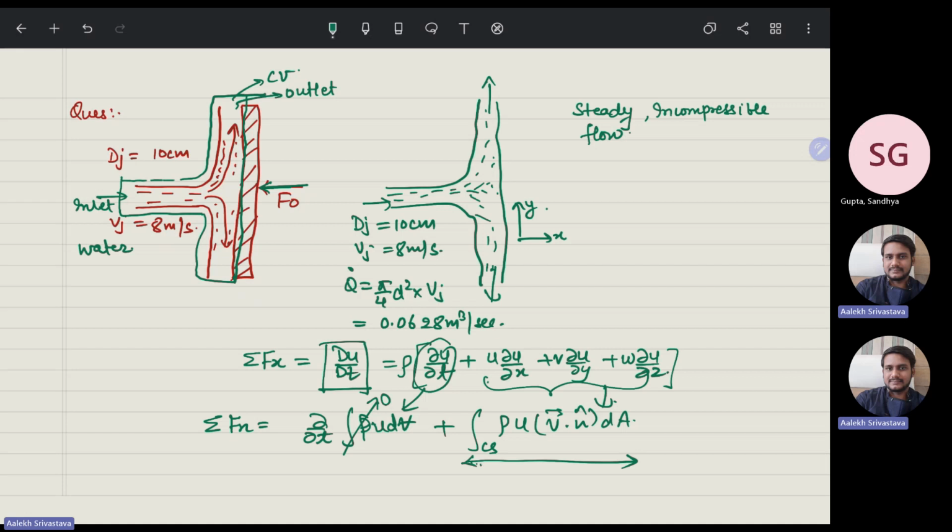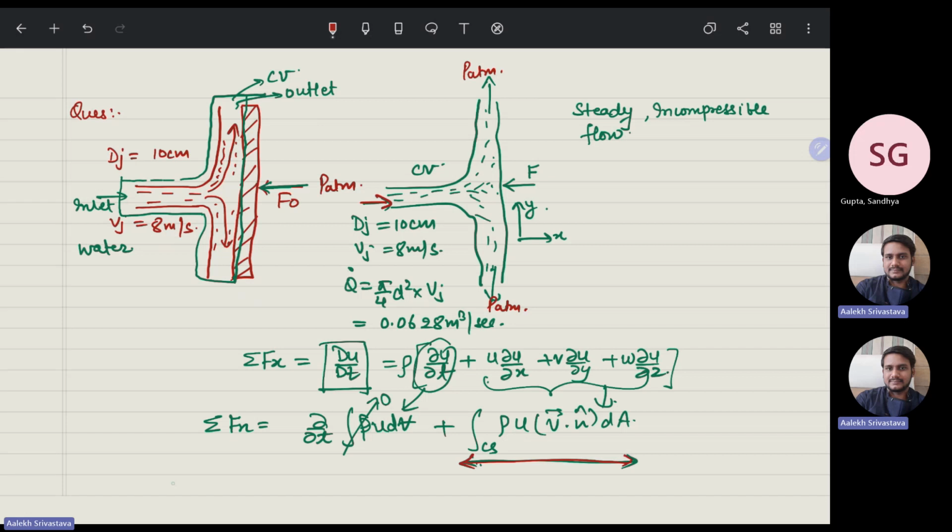Suppose this wall is exerting a force of F on this control volume. So this is your control volume. If the wall is exerting a force on the control volume, and everywhere the pressure is atmospheric, here also, this place also, and this place also. So just rewriting this equation, here the velocity is coming in the x direction, but there is no exit in the x direction.